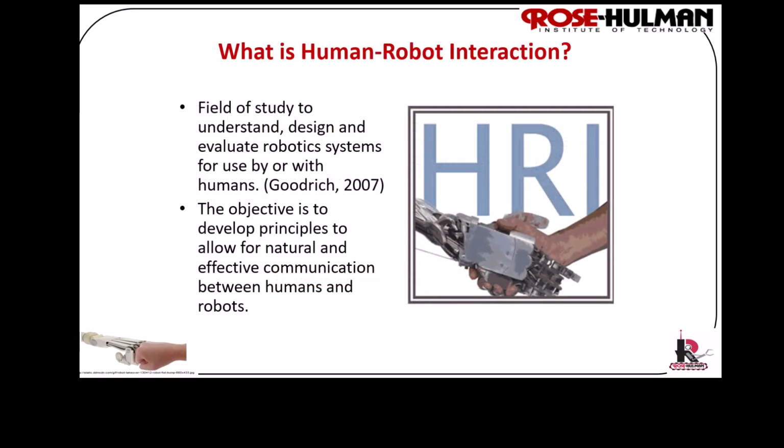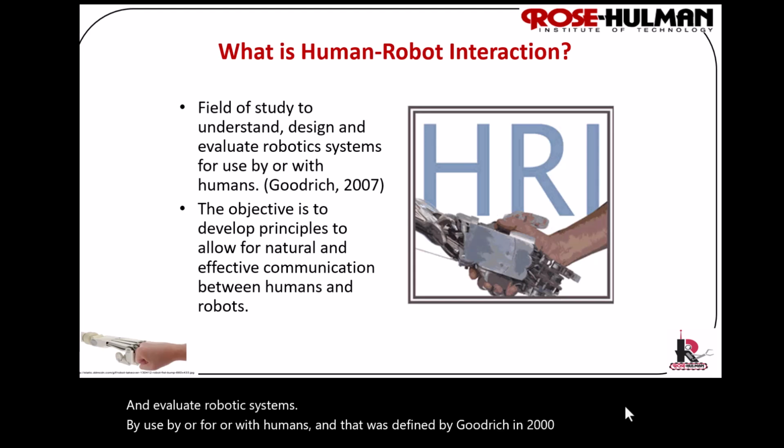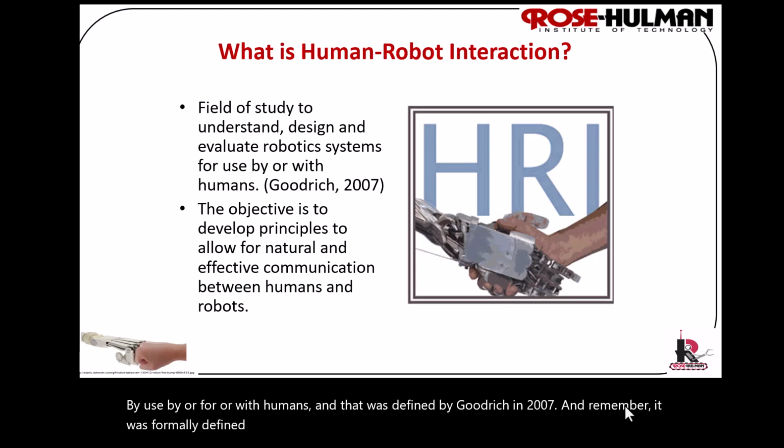So what is human-robot interaction? It's a field of study to understand, design, and evaluate robotic systems for use by or with humans. And that was defined by Goodrich in 2007. And remember, it was formally defined as a field in 2001. And the objective is to develop principles to allow for natural, effective communication between humans and robots.